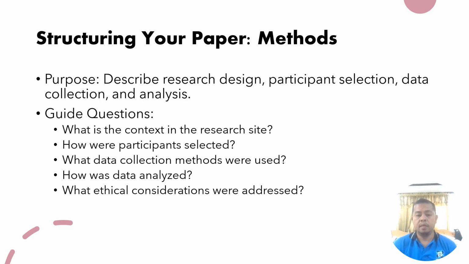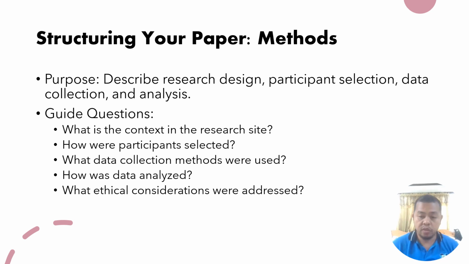So what is in the method section? In the method section, you will be describing your research design. In this case, you will be using a phenomenological design. And then participant selection: how did you select your participants? Then what are your data collection techniques, and how did you analyze your data?